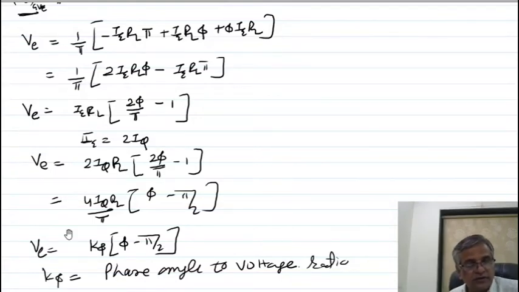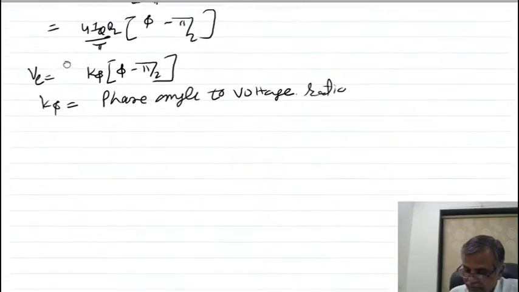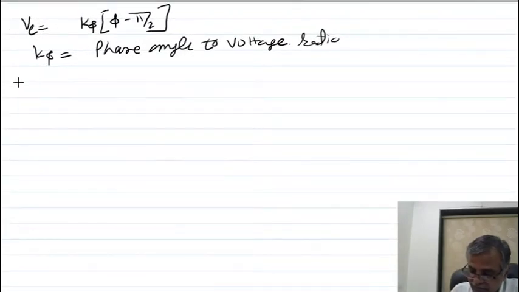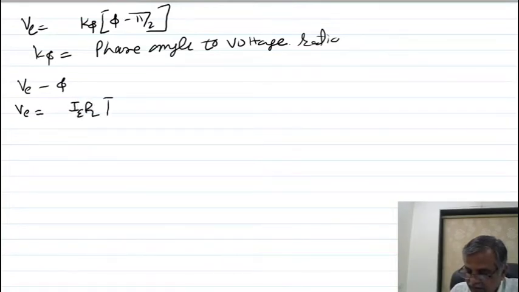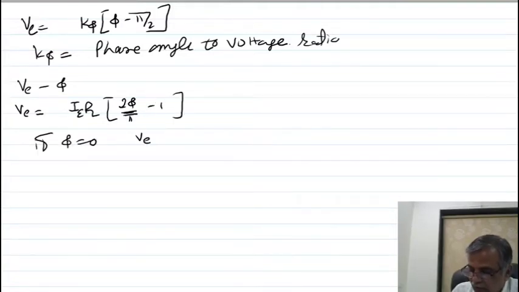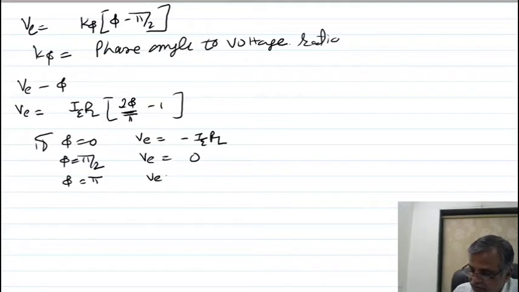See, I am drawing the graph of V versus phi. We know the equation: V is nothing but IRL into (2 phi upon pi minus 1). If phi is 0, then the output voltage is minus IRL. If phi is pi by 2, V is 0. If phi is pi, then V is plus IRL.